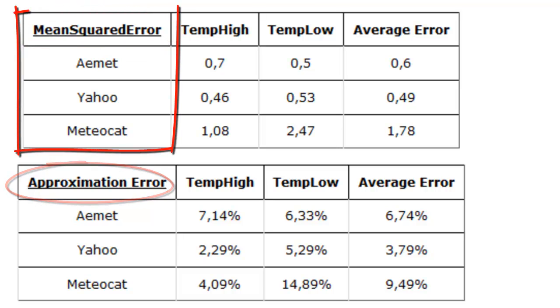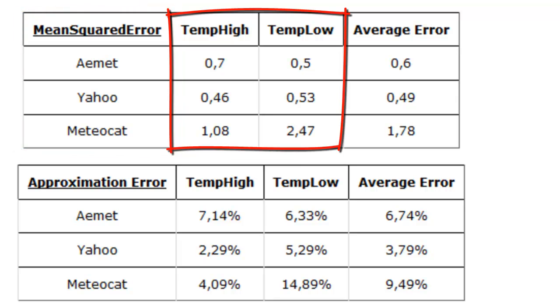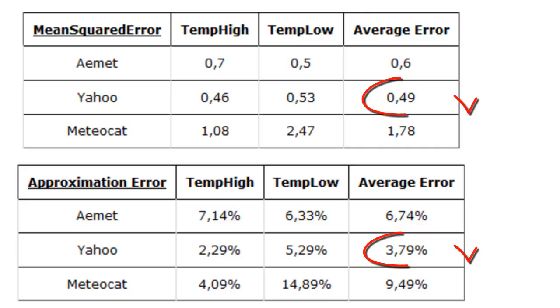In the tables, the first column has the name of the web service. The second and third columns demonstrate the errors of the high and low temperatures respectively. The last column shows the average error, which is an arithmetic mean between the two previous columns. We can see that Yahoo was the predictive service with the highest quality.